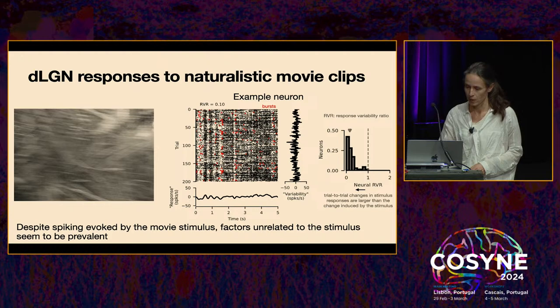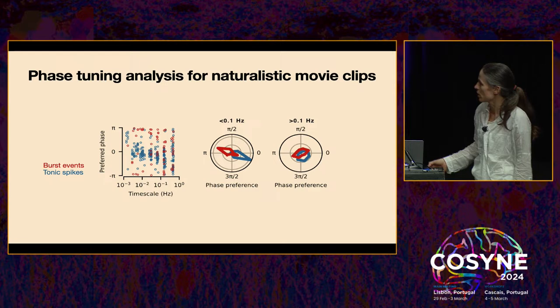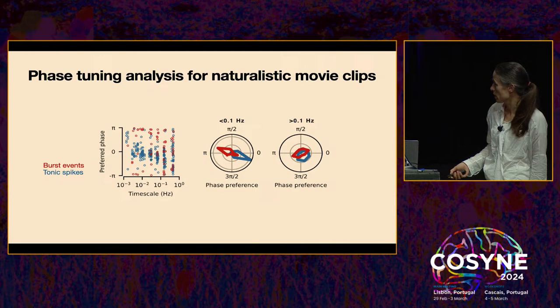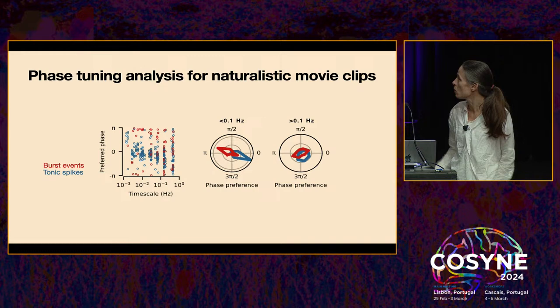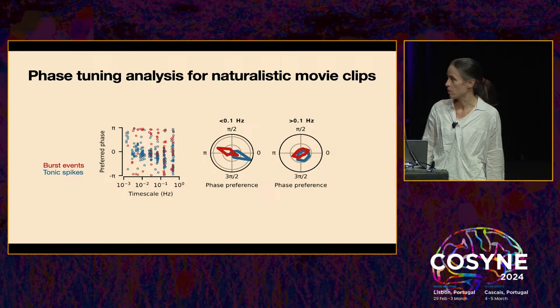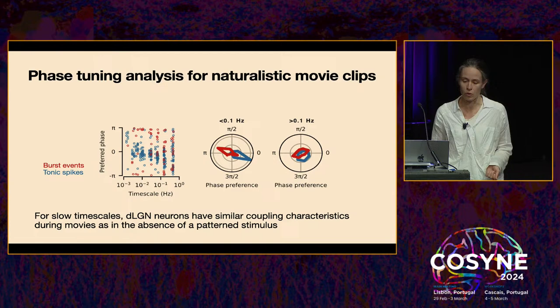In fact, when we repeat our phase tuning analysis for these naturalistic movie clips, we again see the picture that should look very familiar by now, where we get significant coupling across many timescales of this pupil signal, and we have this opposite phase preference for burst spikes and tonic spikes. This holds for low frequencies, everything below 0.1 hertz, and it seems to break down for higher frequencies, and maybe this is the part that gets overridden by the visual stimulation. So we conclude from this that for slow timescales, LGN neurons seem to have similar coupling characteristics during movies as in the absence of a patterned stimulus.